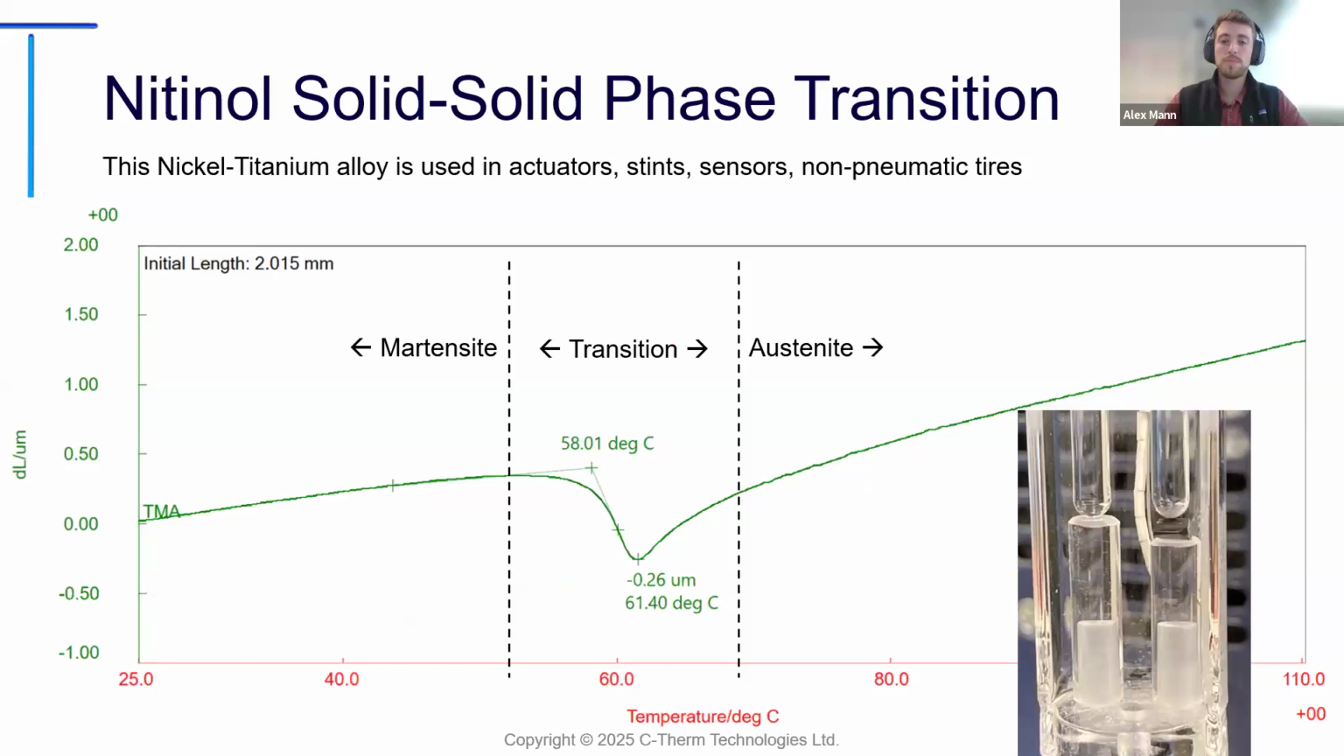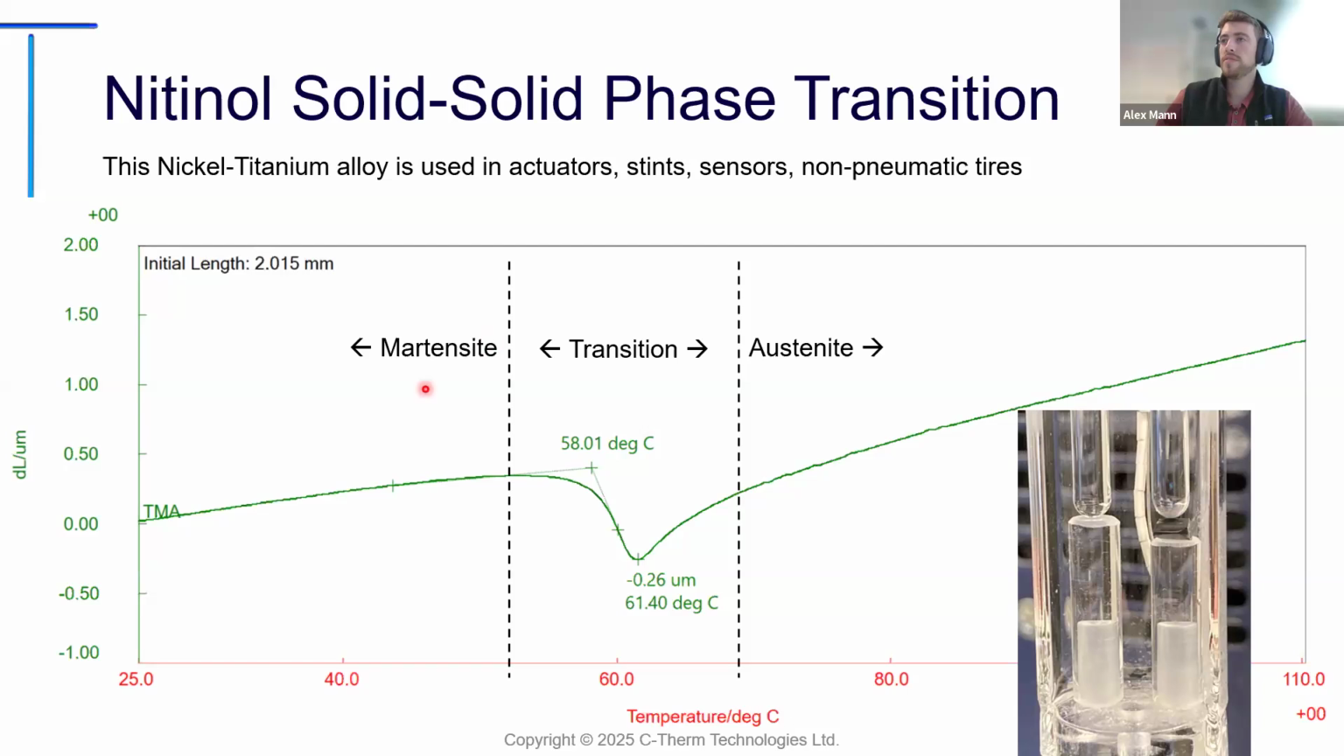So moving on to another example is a solid-solid phase change or transition. So nitinol, again, is another nickel alloy, nickel titanium. It has two main phases, which are the martensite and the austenite. This makes it useful in actuators, medical stents, sensors, non-pneumatic tires.